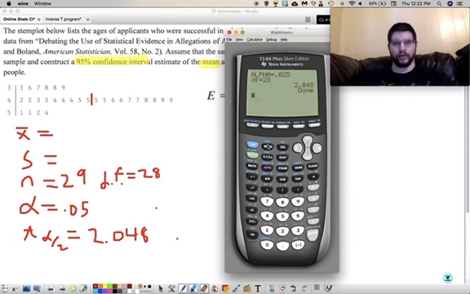So get out of there, second mode, go to stat, test, and we decided it was a T interval because we do not know our population standard deviation. That's number 8. We don't have statistics, we have data. So highlight that and hit enter.